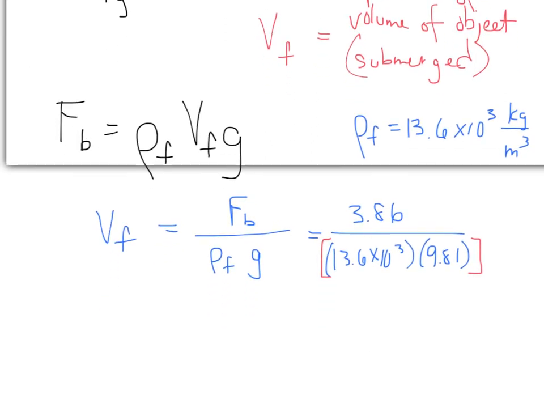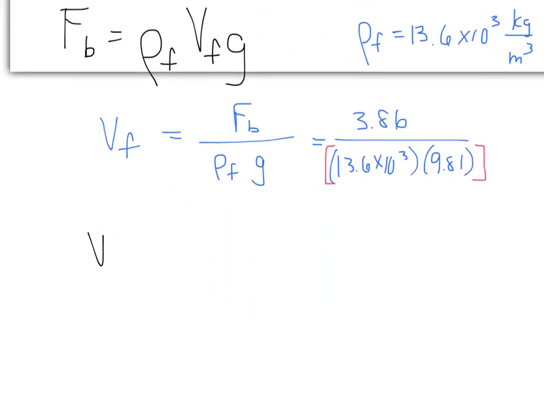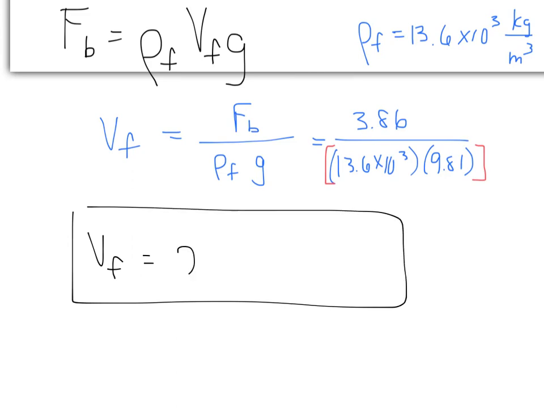I'm going to get a very small number here. You know it's going to be small because the volume of the object was very small to start. 2.9 times 10 to the negative 4, somewhere. Now, that's the volume of the fluid that has been pushed aside by part of the ball bearing that is submerged. The other part that is not submerged is our interest.